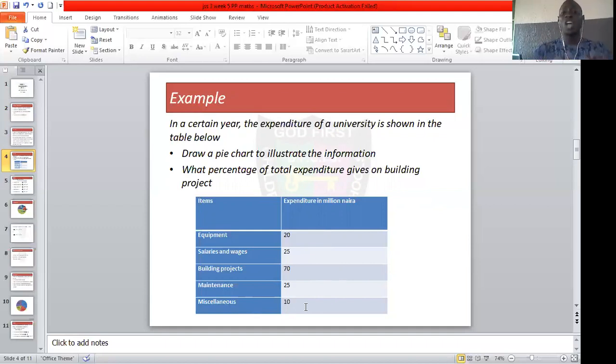Draw a pie chart. All this information given, put it in a circular representation, and divide it into sectors. Question 2: what percentage of the total expenditure is spent on the building project? That is, what is the percentage of the building project to the total expenditure? Let's go to the solution.